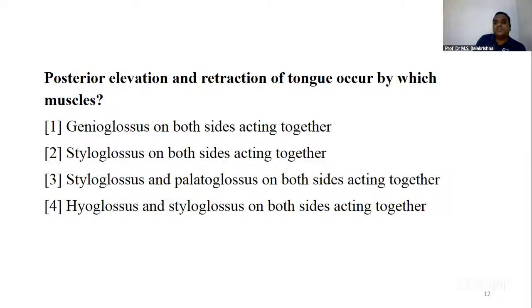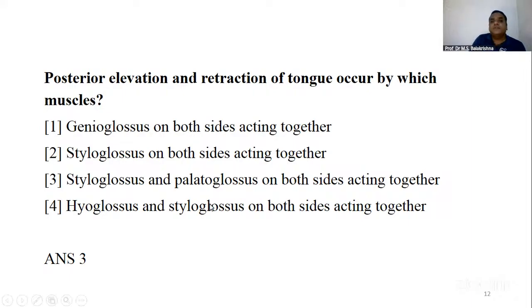So the options are genioglossus on both the sides acting together, styloglossus on both the sides acting together, styloglossus and palatoglossus on both the sides acting together, or hyoglossus and styloglossus on both the sides acting together. So for this, there's a diagram in your BD Chaurasia book. Please go through that, and basically the answer is very simple. That is styloglossus and palatoglossus on both the sides acting together will make the tongue elevated and retracted.